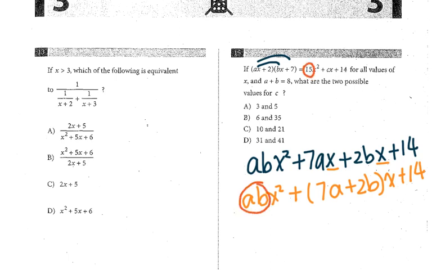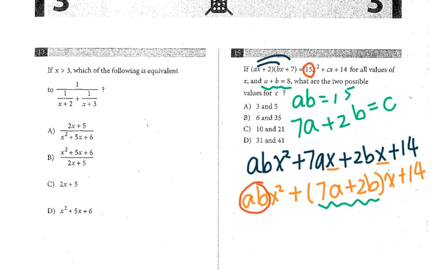Here it's 15, which means ab equals 15. And 7a plus 2b, that's the coefficient for x, will be equal to c. Since we already know that a plus b equals 8, I need to solve a plus b equals 8 and ab equals 15.